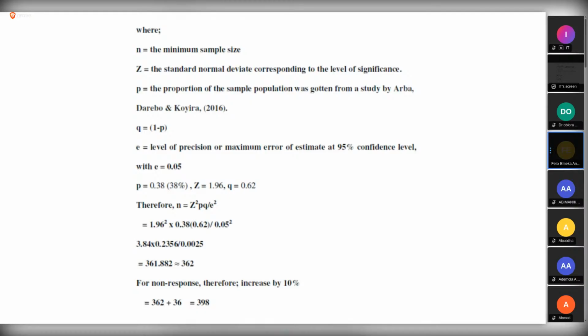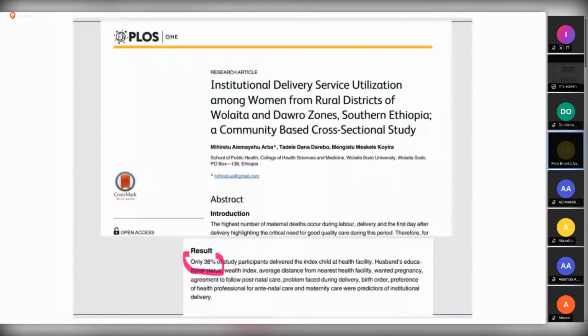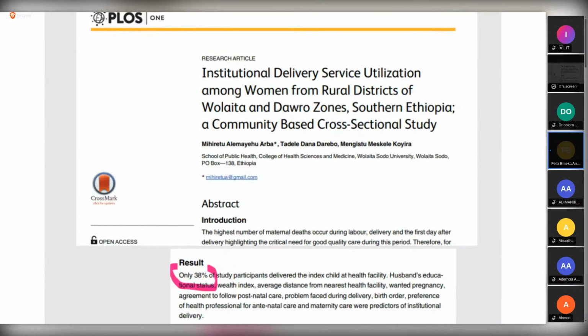Okay, 362 has adequate power. Please, can we go back to the previous slide? I want to show somebody something. The 38% is from a previous study. See it there in the results section. Only 38% of study participants deliver the index child at health facility. So 38% is the prevalence from a previous study.